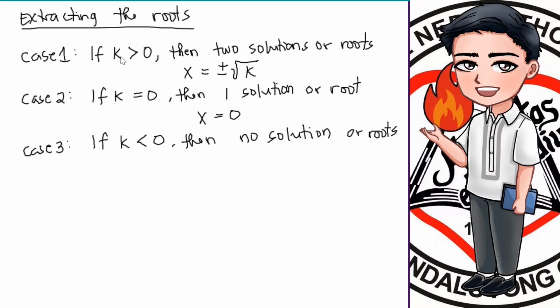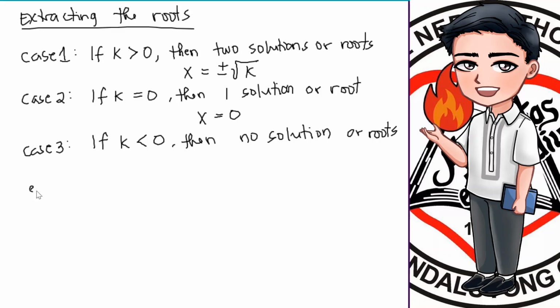Again, if k is greater than 0, then our solution is the positive and negative of the square root of k. If k is equal to 0, then we have one solution that is equal to 0. If k is less than 0, then we don't have a solution. Now let's have an example.